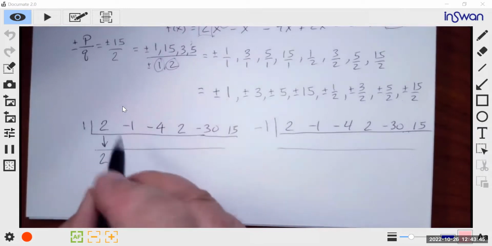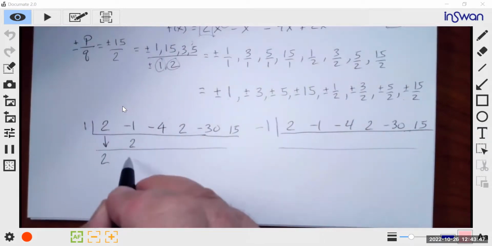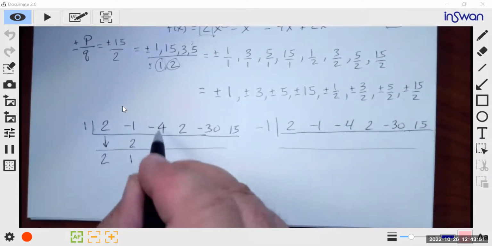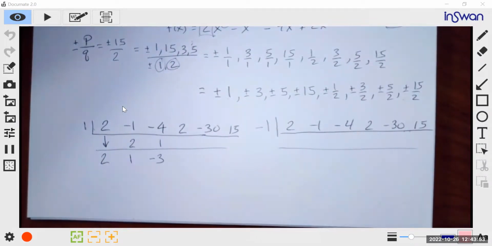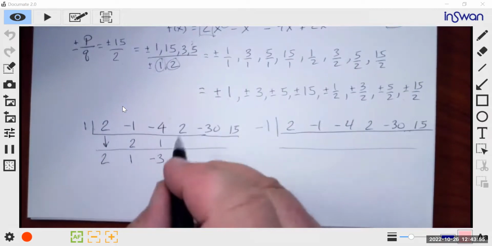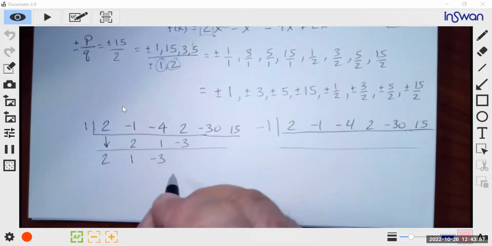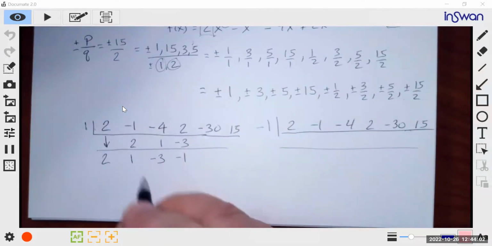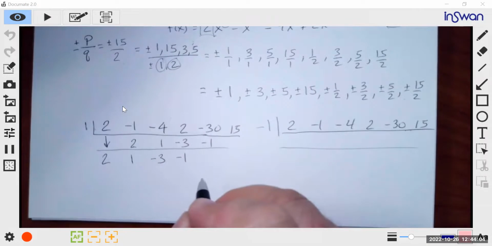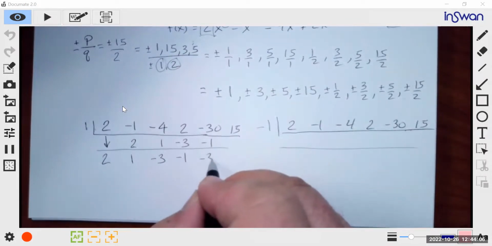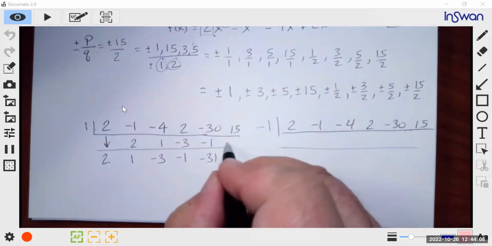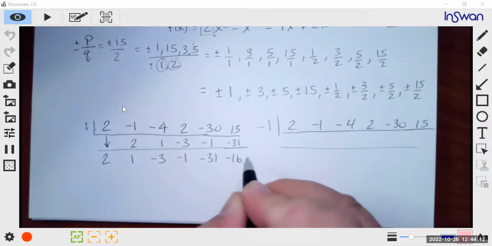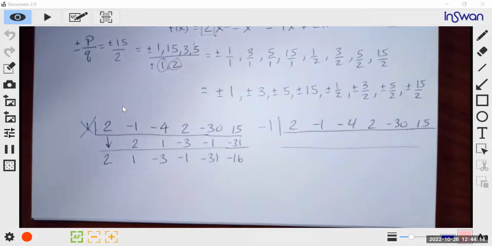So 1 times 2 is 2. 2 minus 1 is 1. 1 times 1 is 1. 1 minus 4 is -3. 1 times -3 is -3. -3 plus 2 is -1. -1, so it makes it -31. -31 is -16. So 1 is not an answer.